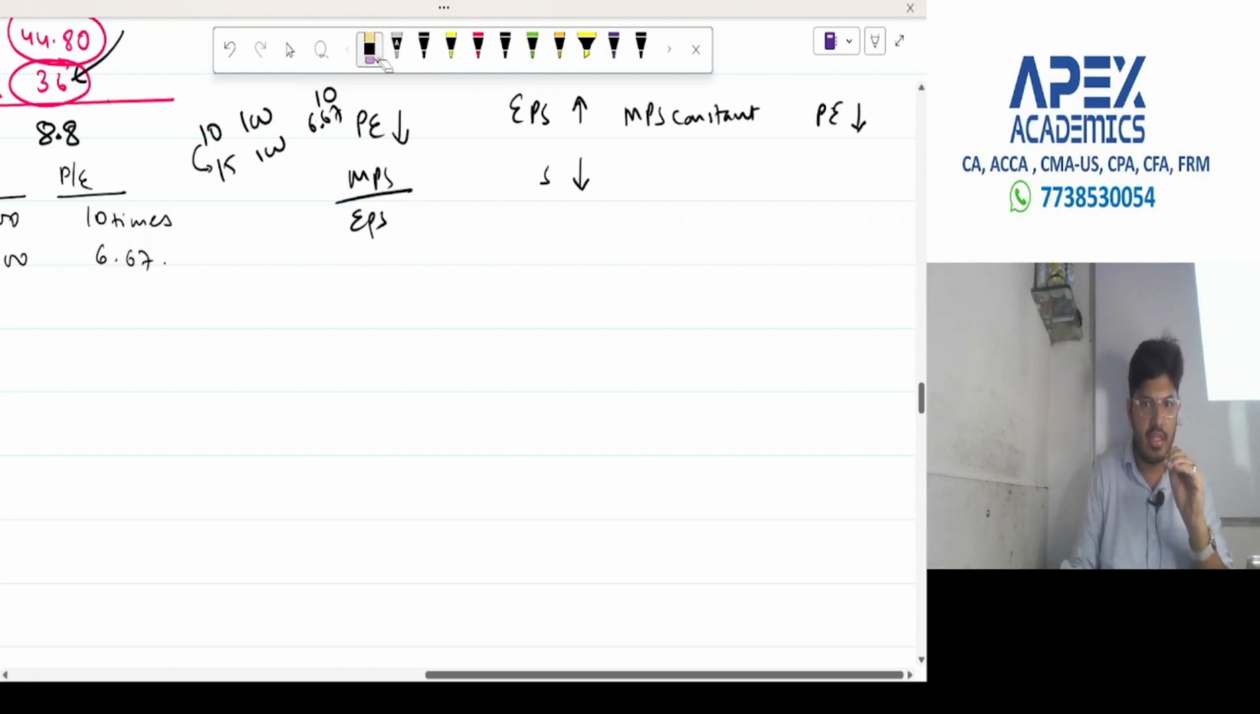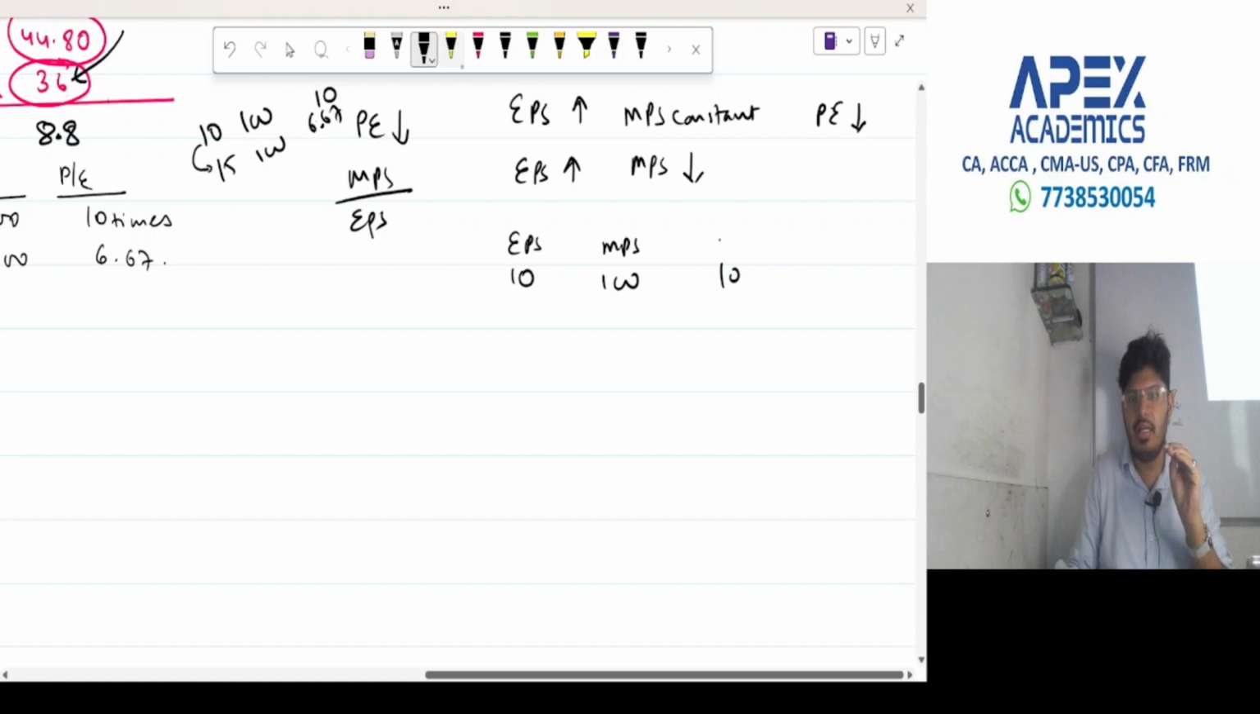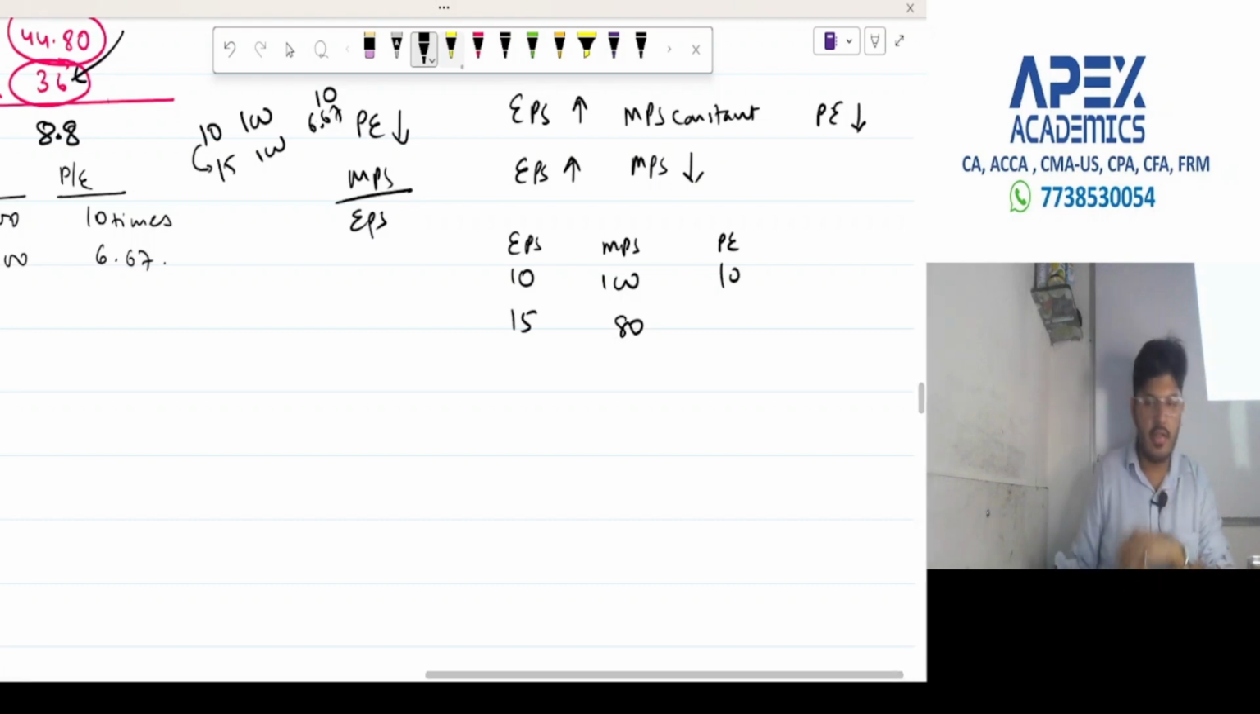Now my next statement is: the MPS falls and the EPS rises. Suppose 10, 100 and 10. This is EPS, this is MPS, and this is the PE ratio. Now I am saying EPS rises, let us take it as 15, and MPS falls, let us take it as 80. So 80 divided by 15 is 5.33. In this scenario also the PE ratio falls.